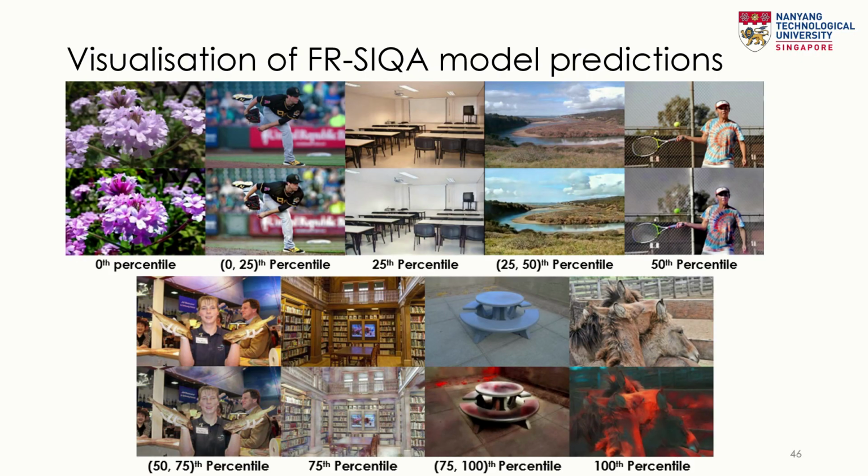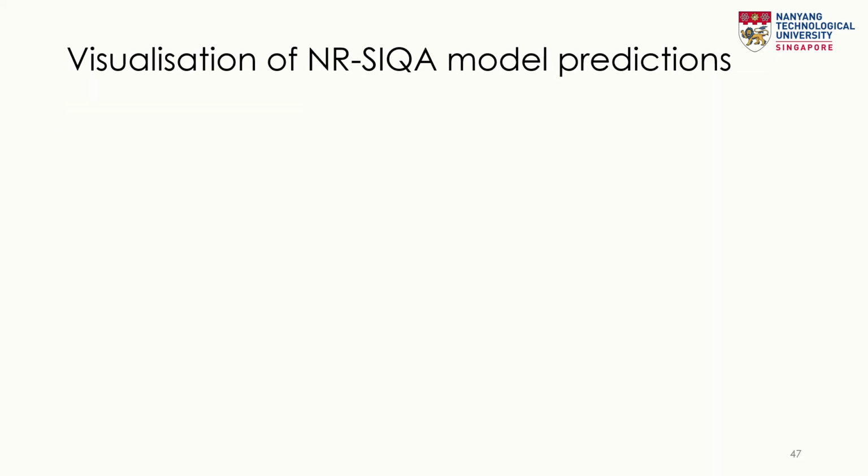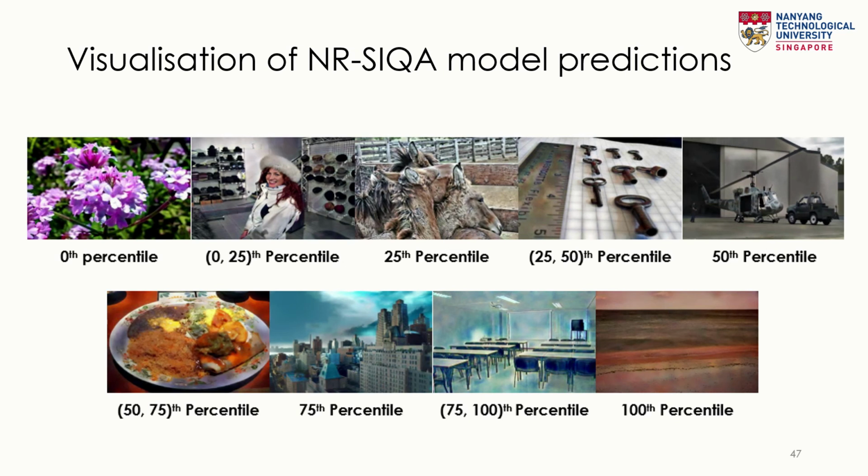Here are some of the qualitative examples of the ranking of predicted scores by the FR-SIQA model in the different percentiles of exclusive range, where the higher the predicted score, the less appealing is the stylized image over the original image. We observed that there is strong correlation between the model predictions and the visual quality of the stylized images. For NR-SIQA, the model's predictions are also well correlated with the visual quality of an image.